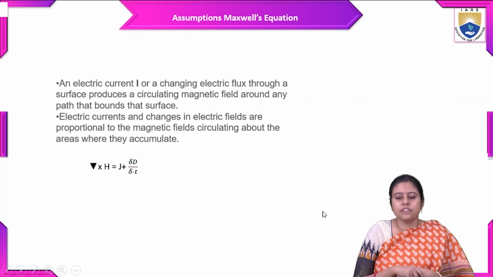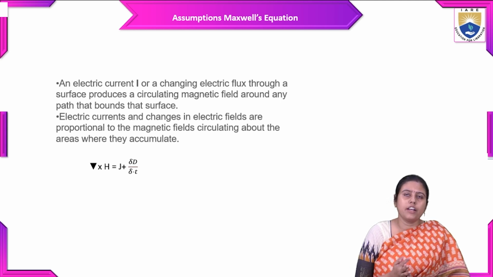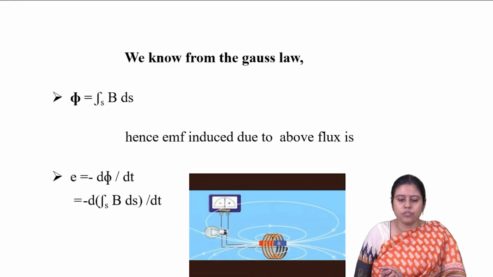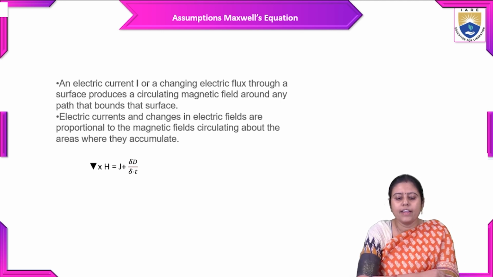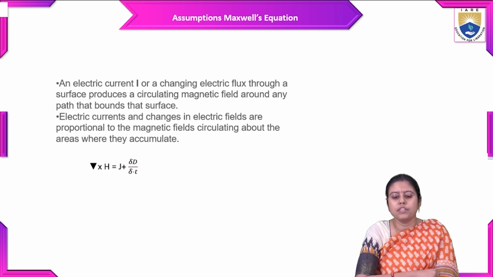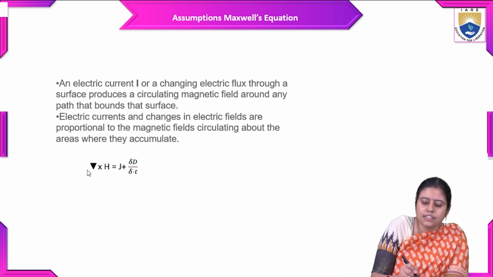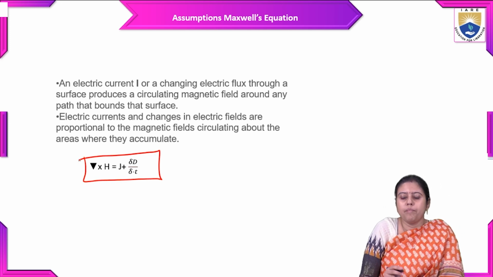Next we will discuss about Maxwell's law. What is Maxwell's equation, and we will discuss about Maxwell's fourth law. So how to assume Maxwell's law? An electric current I, or a changing electric flux through a surface, produces a circulating magnetic field around any path that bounds it, and from the third law we got the equation grad cross H is equal to J plus del D by del t.